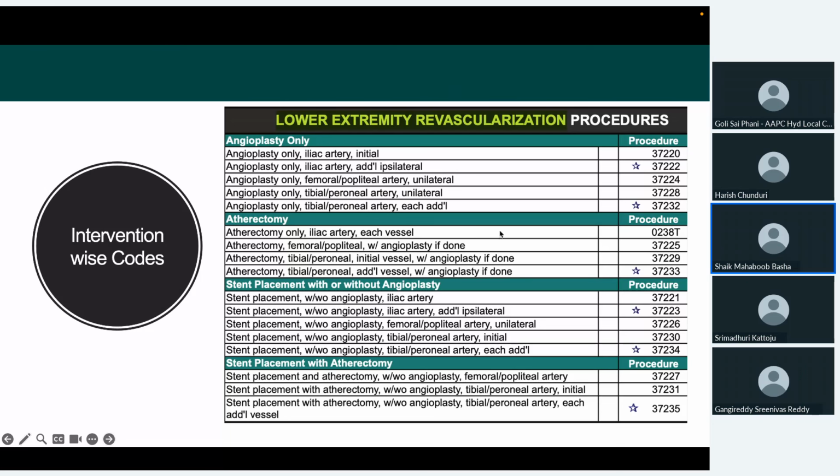For atherectomy, we have a 0238T code for iliac territory, which falls under category codes. For stent placement in iliac territory, we have the 3 series codes. In femoral and tibial, we have a combo code for stent plus atherectomy, right? But we do not have any combo code whenever they perform stent plus atherectomy in iliac territory. So what we need to do is code both codes separately. One is from the 3 series, 37221. The second one is from the category codes, 0238T. We do not have any add-on code for stent and atherectomy performed in the same blood vessel of iliac territory. So, clear?